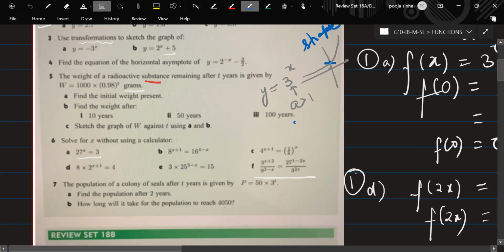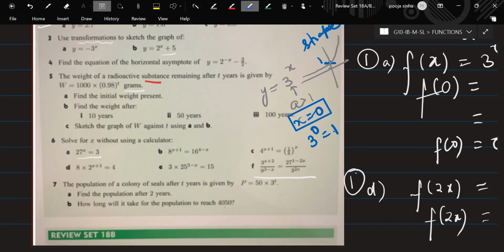At that point, x is equal to 0. No, miss, isn't it 1? Doesn't an exponential function always cut y at 1? Because at that point x is equal to 0, 3 raised to power 0 will be equal to 1. Got it? So two things that you have to always keep in mind when you're sketching an exponential graph: you have to know the shape. That shape will be defined by A, whether it is greater than 1 or less than 1.